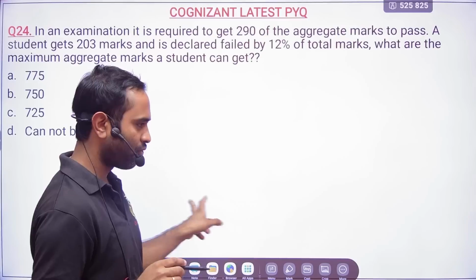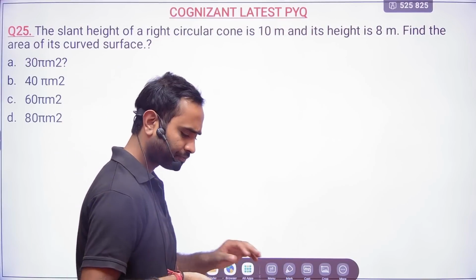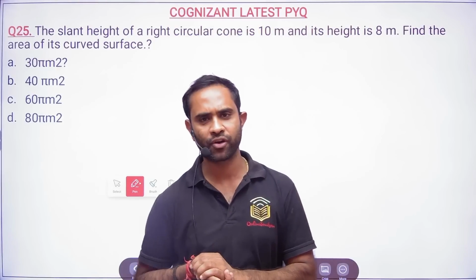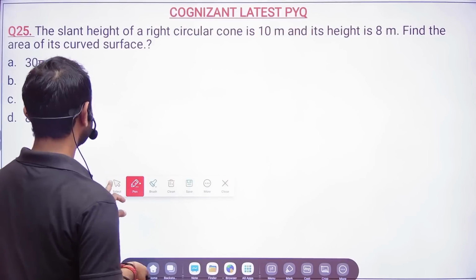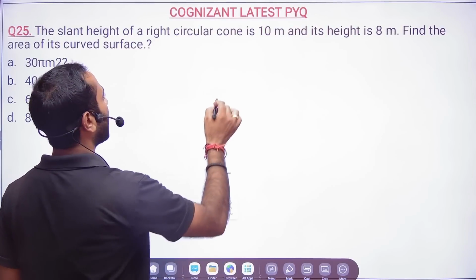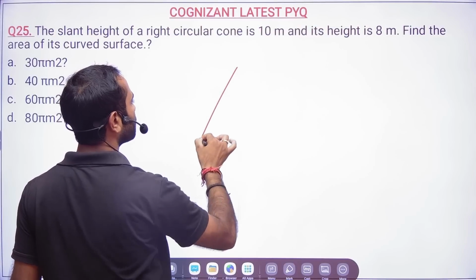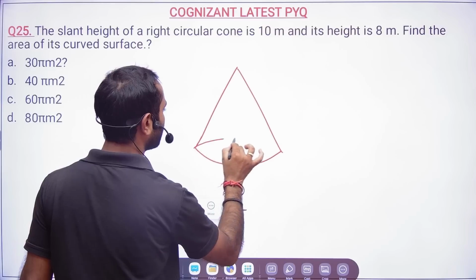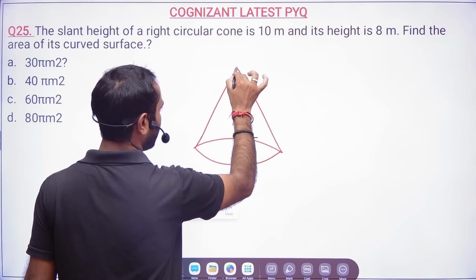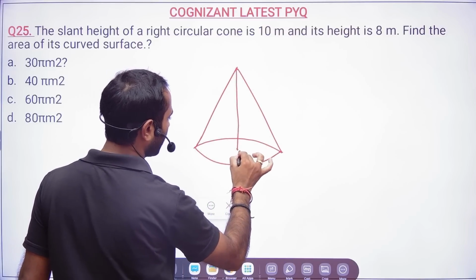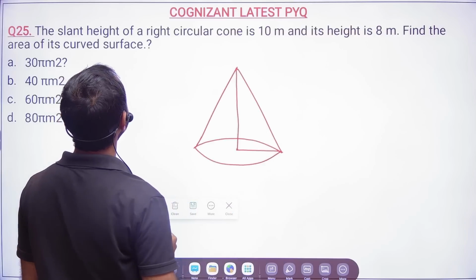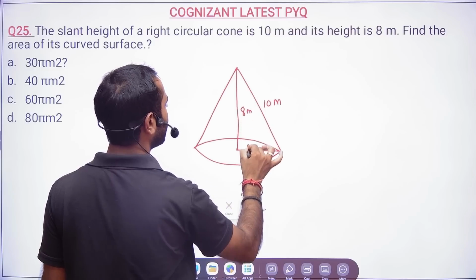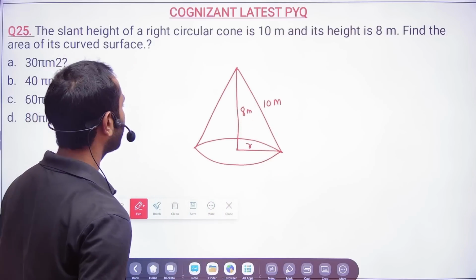Now friends, let us move towards question number 25. Question number 25 is from the topic cone. It is a volume related question. The slant height of a right circular cone is 10 meter. So we have a right circular cone here, like an ice cream cone. The slant height is 10 meter and its height is 8 meter. And we have to find its curved surface area.